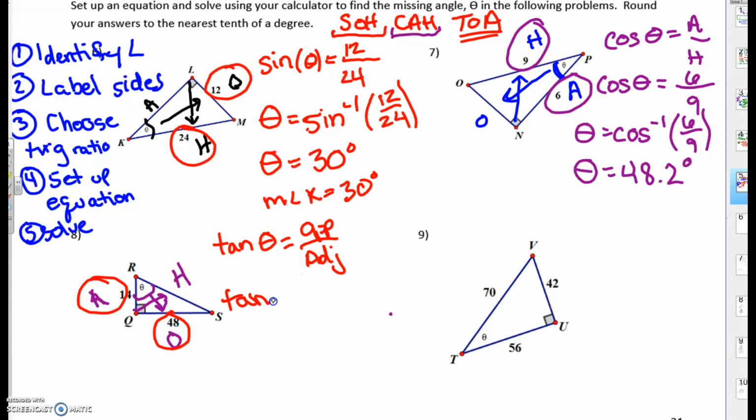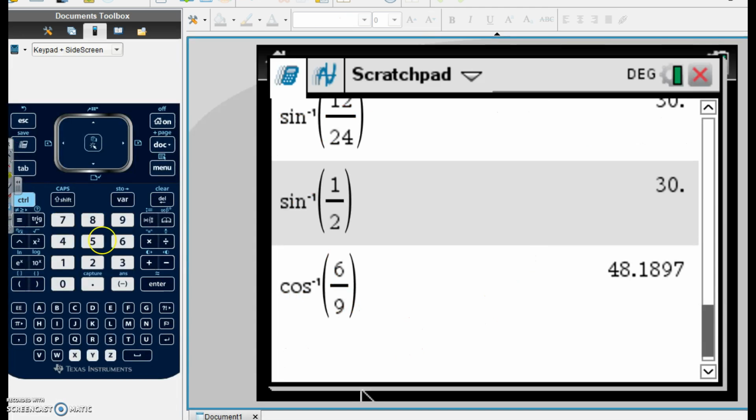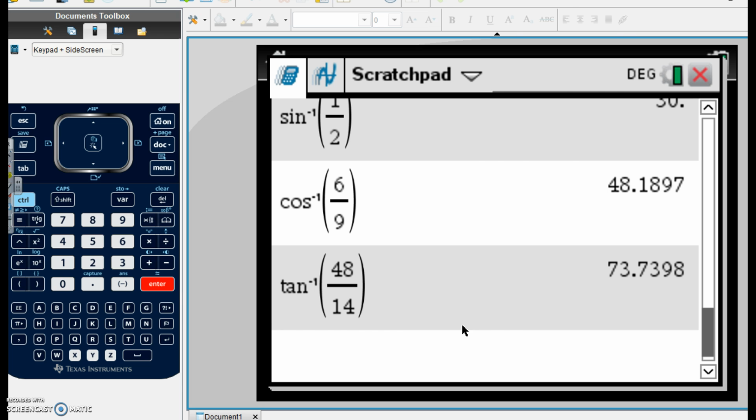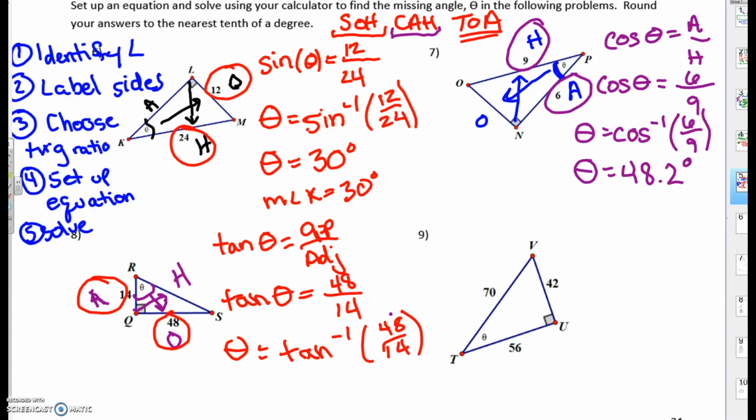So tangent of theta, plugging in, the opposite was 48. The adjacent was 14. So theta should be tangent inverse of 48 over 14. We're going to jump to the calculator, and we're going to do just like we've been doing. Tangent inverse of 48 over 14 gets me 73.7 degrees. So theta equals 73.7 degrees. All right, let's take a look at number 9 now.